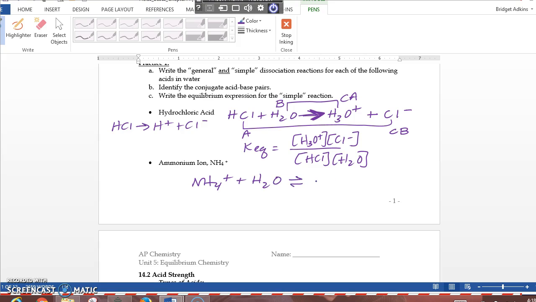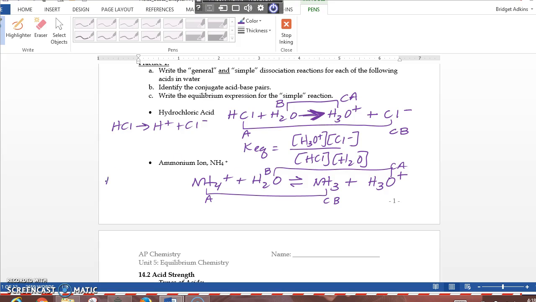This will be an equilibrium condition. So he's going to give up that H, and all that will be left is NH3, and then water becomes H3O plus. So again, find your partners. To go from NH4 plus to NH3, he had to give up a proton. That's our acid. NH3 is our conjugate base. Water here is accepting the proton, so it's acting as our base, and this guy is our conjugate acid.